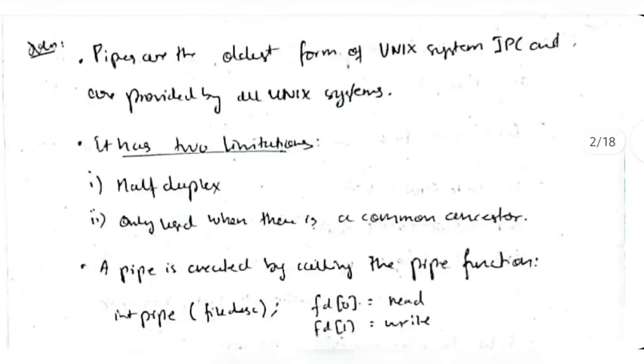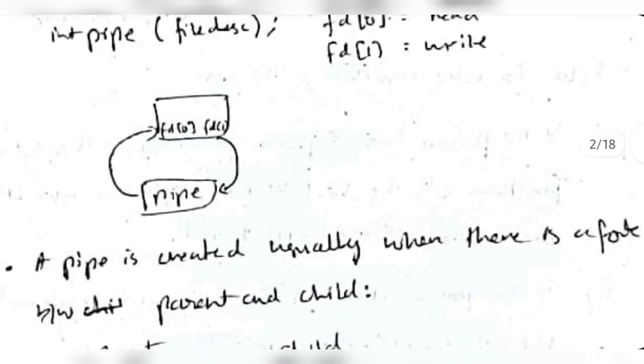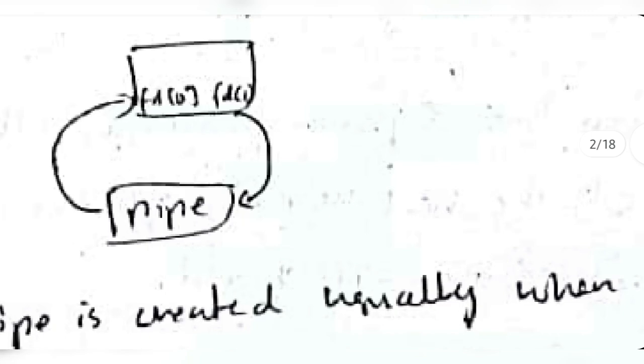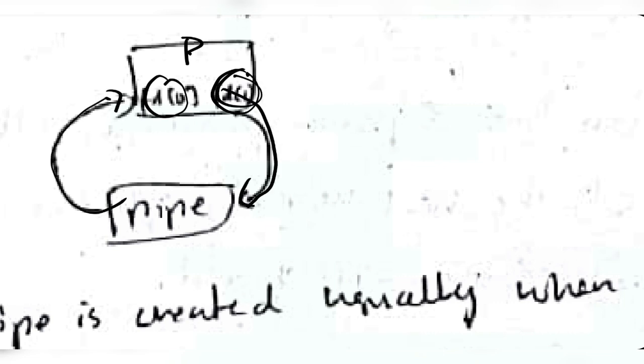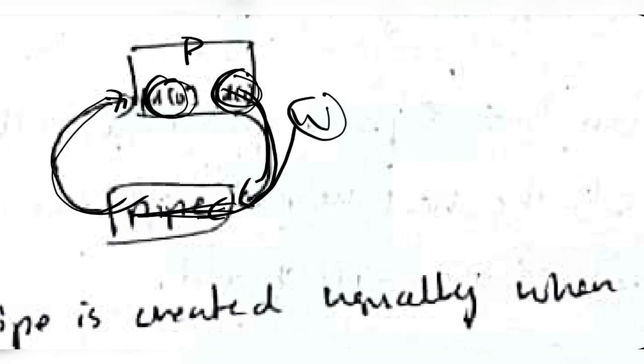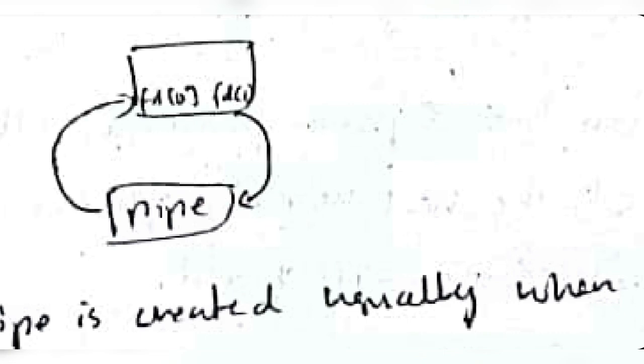If I show you in a diagram, you have to make this diagram also. This is a process, and in that process these are the two openings of the pipe. Data is sent from here and received here. This is FD1, and FD1 means write. Whatever data I am writing will be sent to the pipe, and it will be processed here, then sent back to the read. That's a pipe.